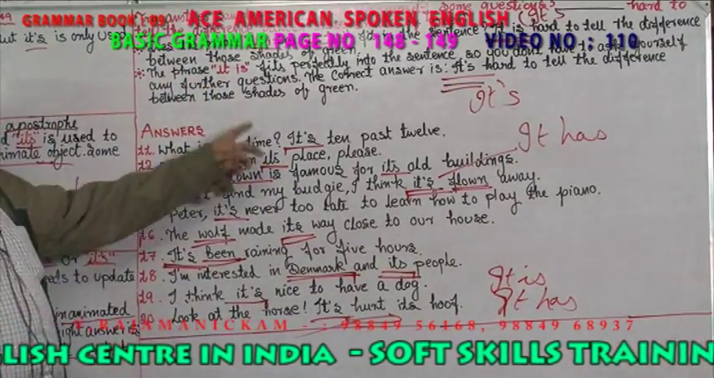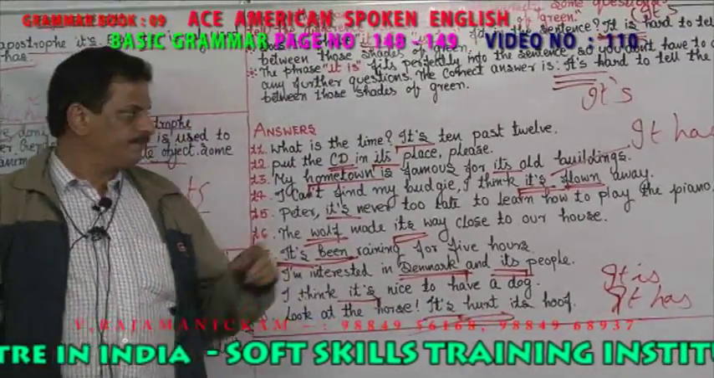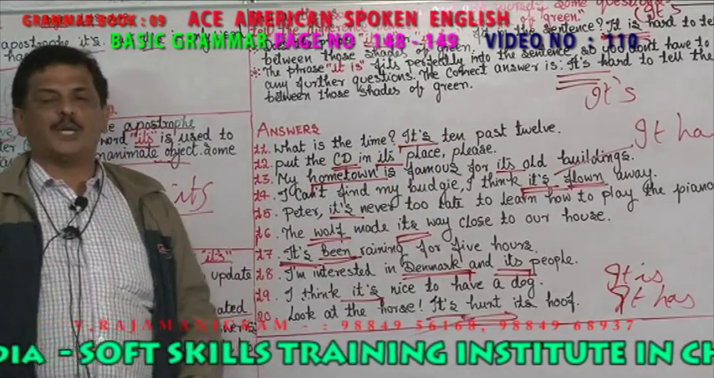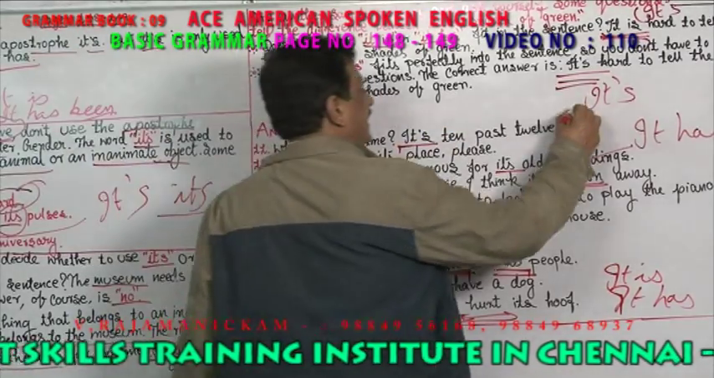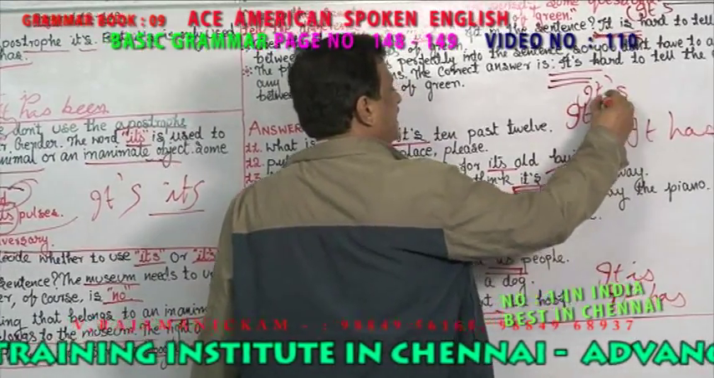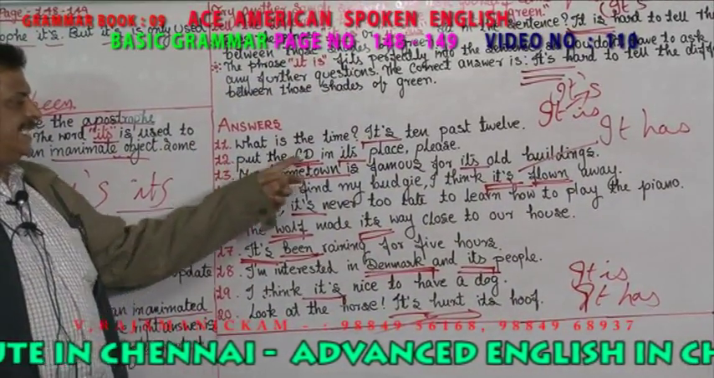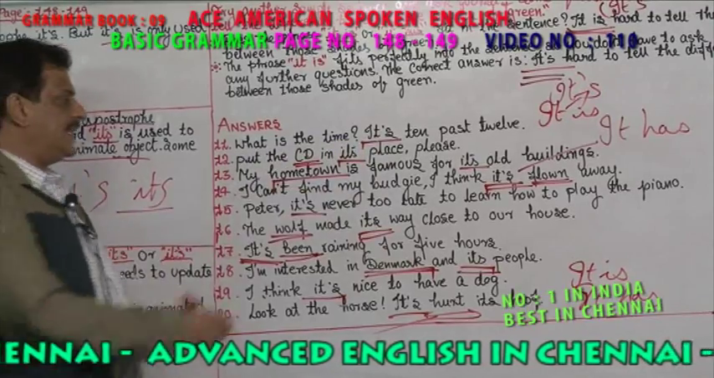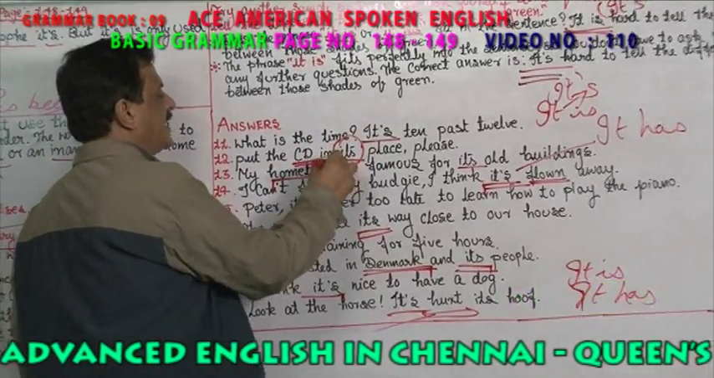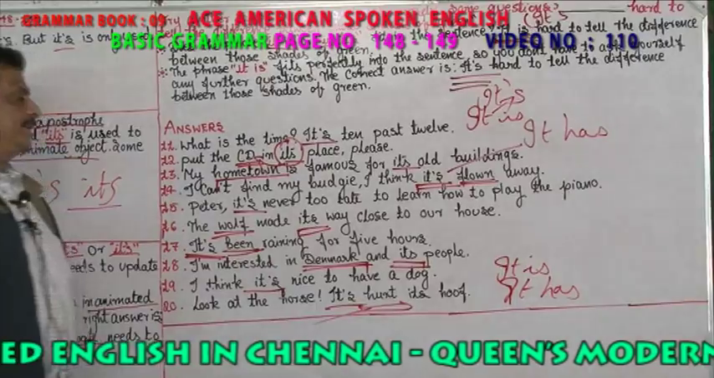Next, what is the time? It is 10 past 12. You contract "it is 10 past 12" with apostrophe s. Put the CD in its place. Here you should not put an apostrophe, because it refers to the CD's place.